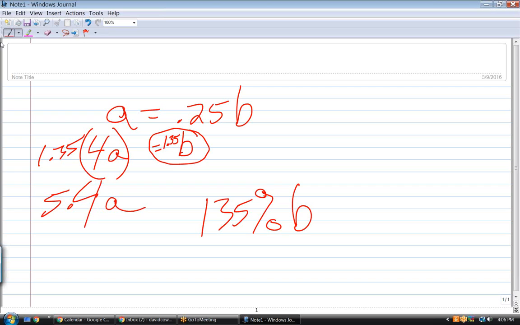But that's the way that most problems that you have difficulty solving, the best way to do it is just to start writing equations and then manipulating them a little bit. In other words, solving for B and then multiplying both sides by that, and you get 135% of B is equal to 5.4 times A, which translates to 540% of A.